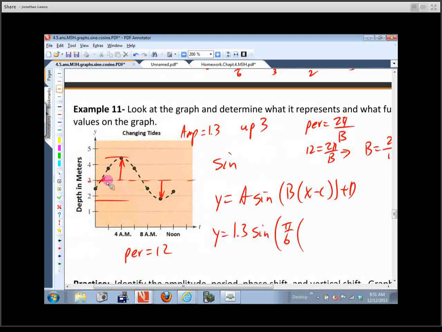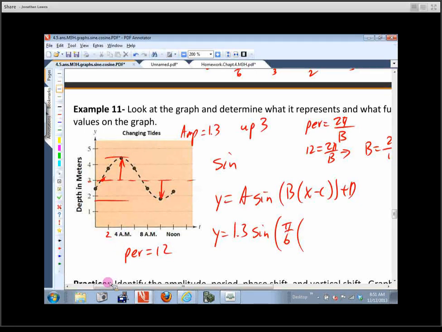And a phase shift. How much forward did we move this? If this is 4 a.m., this would be 2 a.m. That looks like about how many hours? Well, if this is 2, that looks like about 1 hour, right? How do I move it forward 1 hour? So I'm going to do x minus 1.